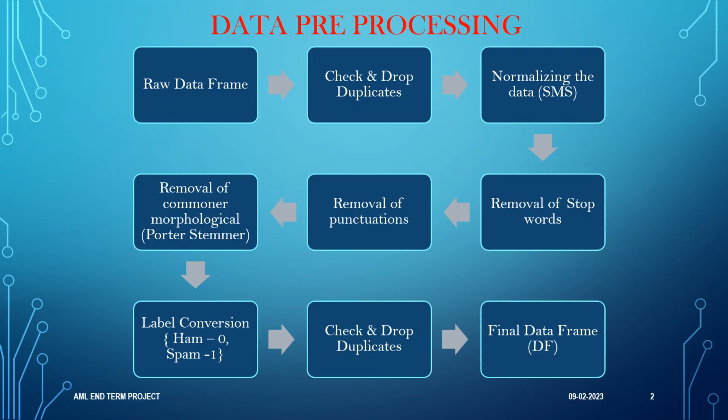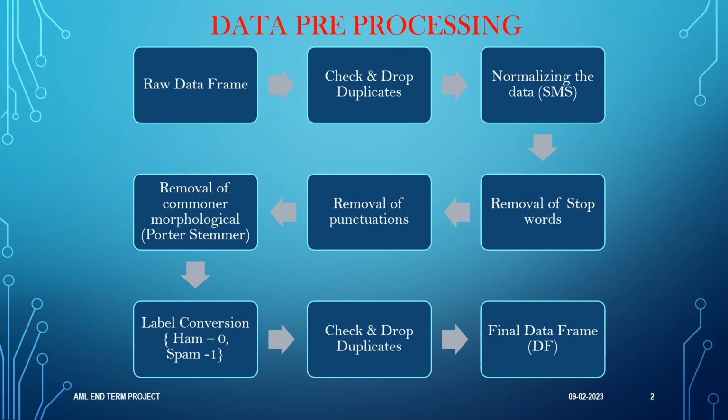So, the first step in the project is data pre-processing. First, we have a raw data frame called corpus. After that, we check and drop the duplicates in it. The next step, we normalize the data, and after normalizing the data, we remove the stop words. After removing the stop words, the next step is removal of punctuations.